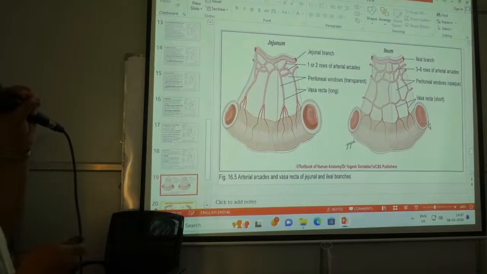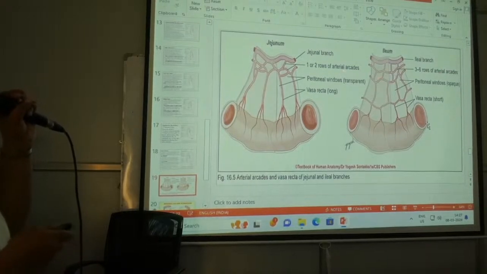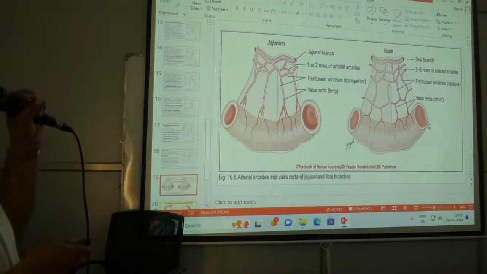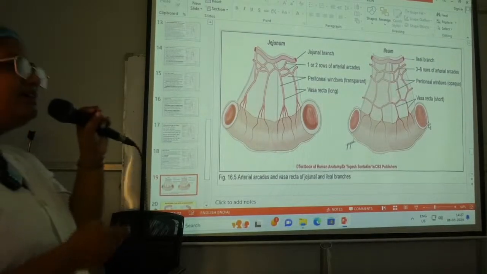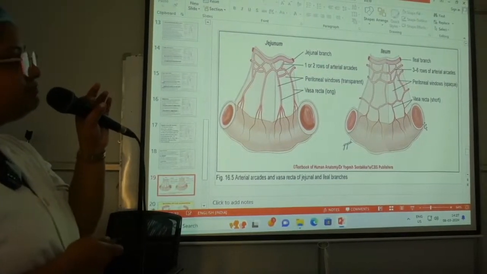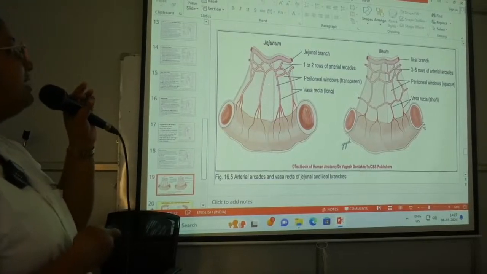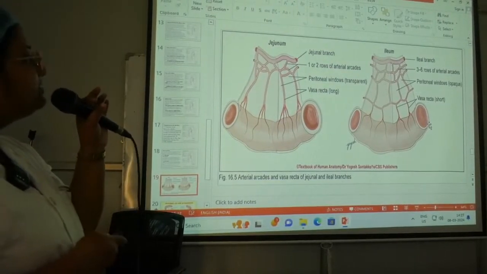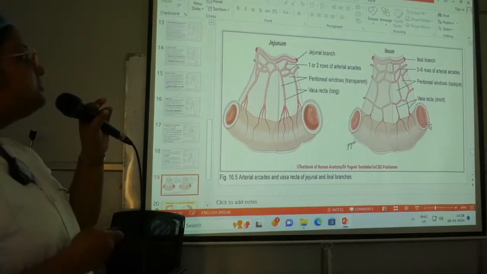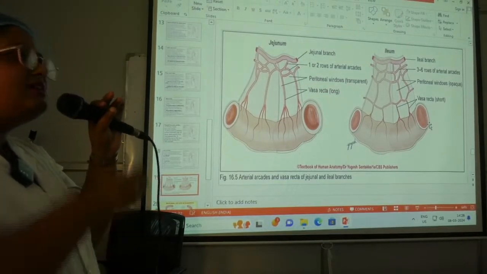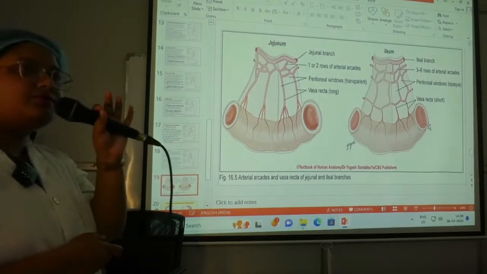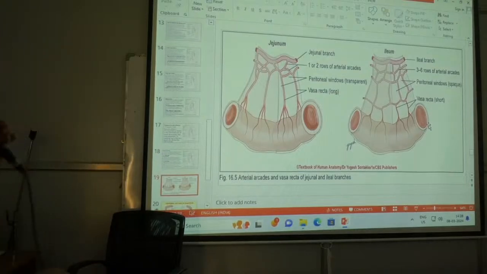3 to 6 rows of arterial arcades, 1 to 2 rows of arterial arcades. And here the peritoneal windows are opaque. That means you cannot see properly. If you hold it against light, you cannot see properly the peritoneal windows because fat is more. And here the fat is distributed near the root of mesentery, and the fat is less in amount. That's why peritoneal windows you can see, they are more transparent. Okay, if you hold it against the light, you can see clearly these peritoneal windows. Okay, understood? Next.